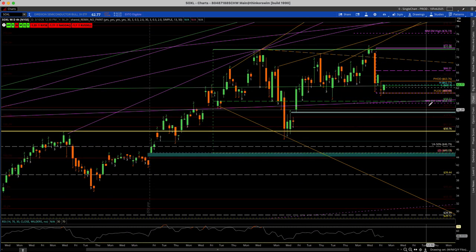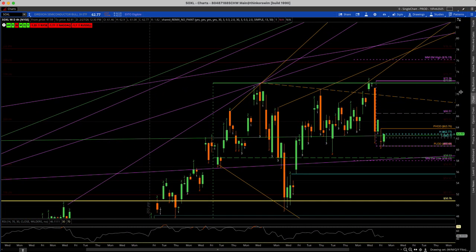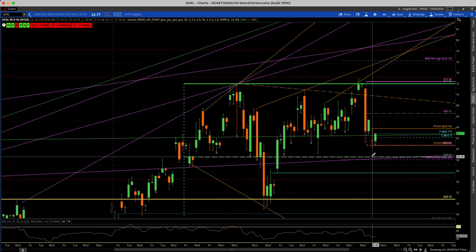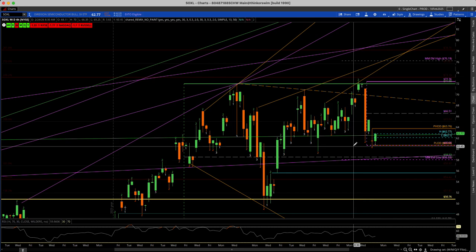If we look at the 4 hour, it's essentially neutral, right? We went from higher high to lower low, so it made a broadening formation.